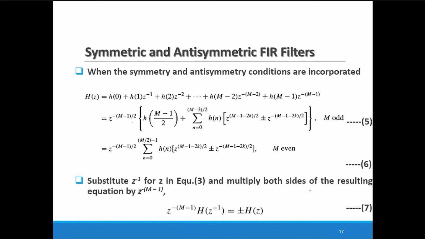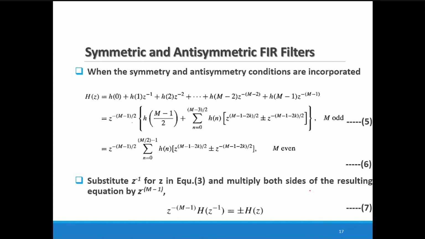And when m has even values, the equation will be z raised to minus (m minus 1) divided by 2 summation n is equal to 0 to m by 2 minus 1 h of n, z raised to (m minus 1 minus 2k) divided by 2 plus or minus z raised to minus (m minus 1 minus 2k) divided by 2, when m has the even value. So substitute z inverse.